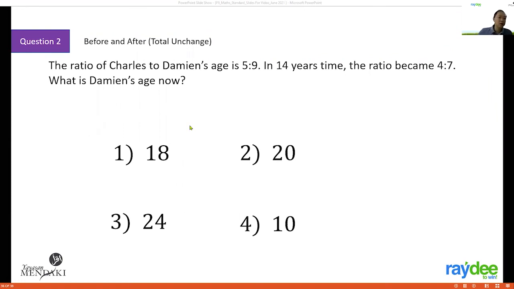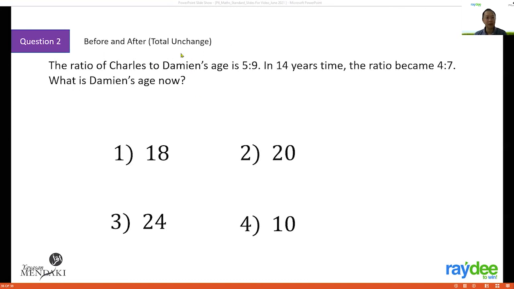The next one is another typical question that a lot of students have problems trying to solve. Why? Because it's about age. Now look at this. The ratio of Charles to Damien's age is 5:9. In 14 years' time, the ratio becomes 4:7. So what's Damien's age now? Now the total never changed. Why? Okay, sorry, this is not total never changed.